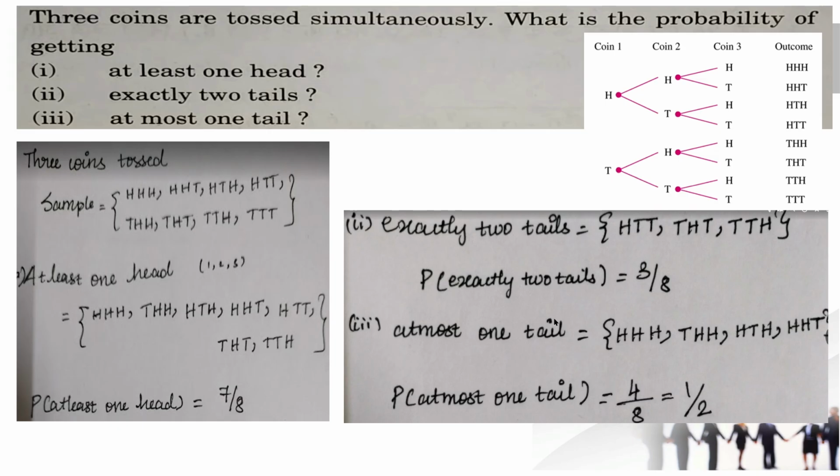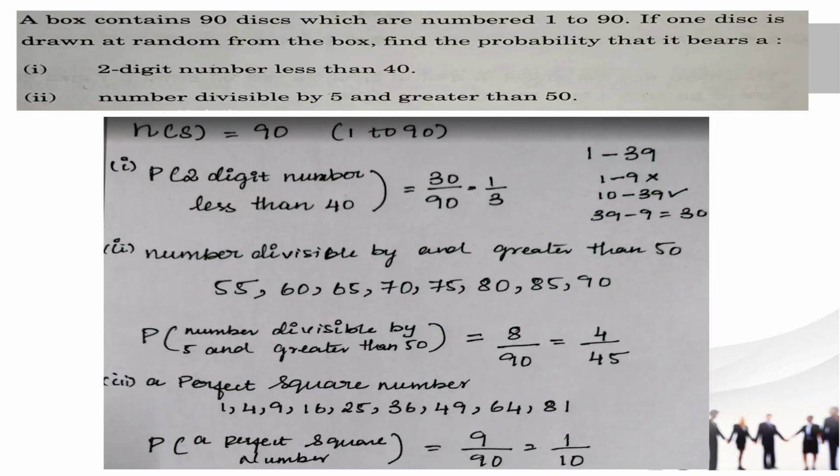Let's see this question. 3 coins are tossed simultaneously. What is the probability of getting at least one head, exactly 2 tails, at most 1 tail? See, first you just look at this question. They are considering 3 coins. So you need to first write what the sample space is. First you need to write the sample events which occur.